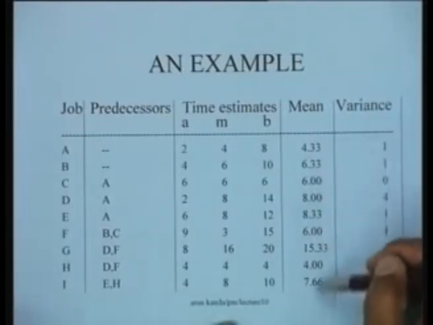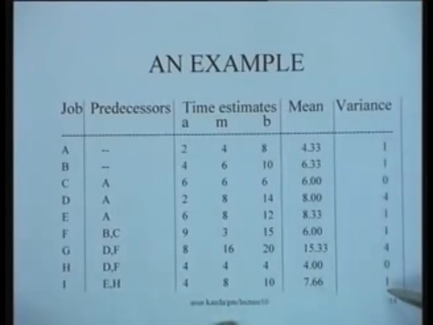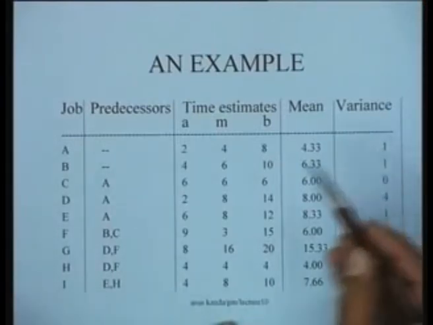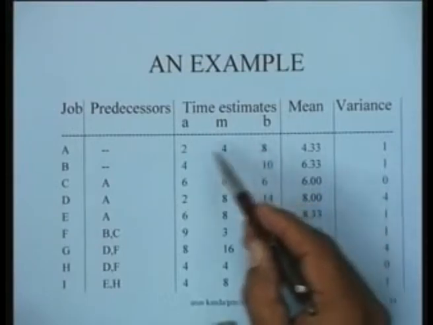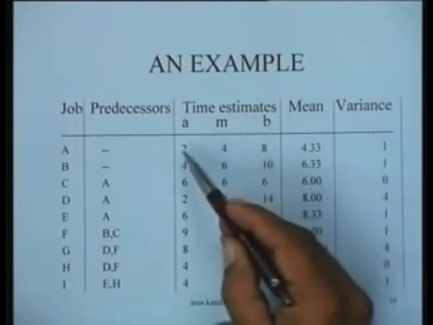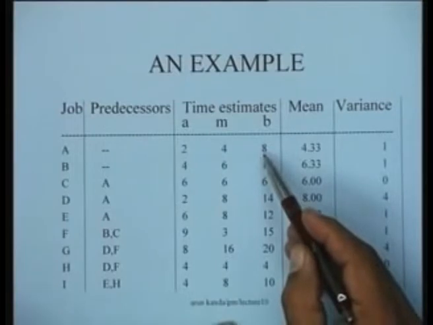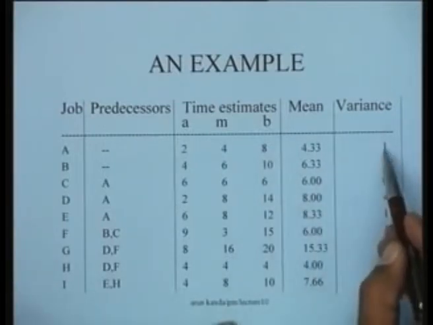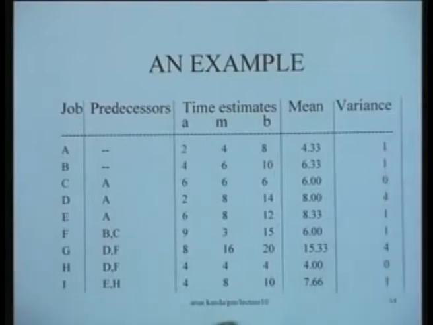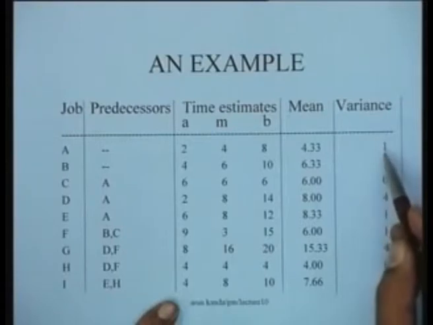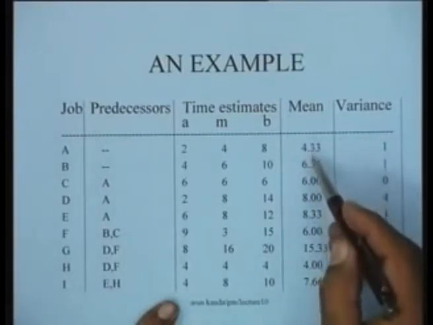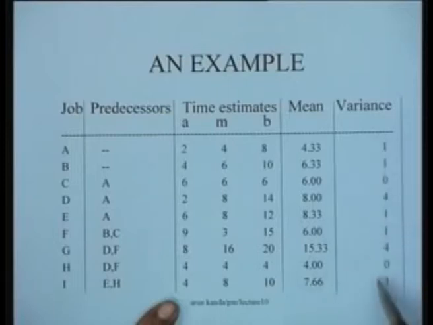So you get the means and you get the variances for each activity. The variance for each activity, for instance, is nothing but (b minus a)/6 would be the standard deviation. Square of that is 1, which is the variance. Similarly, the variances for the various activities in this example would be simply worked out as shown in this particular table here. So step 1 is to compute the means and the variances of the activities, which can be very easily done.